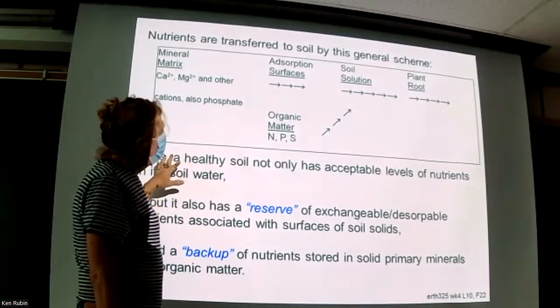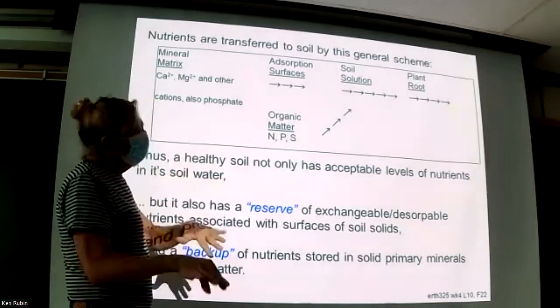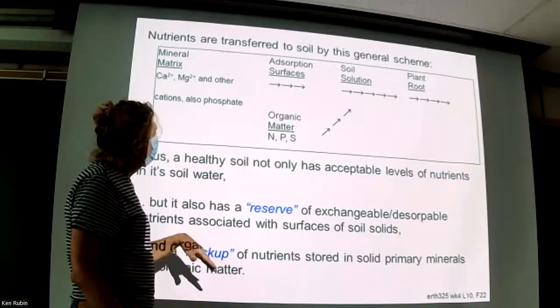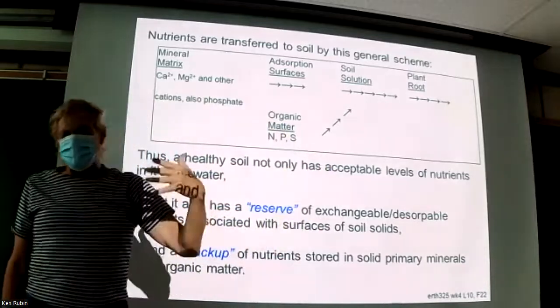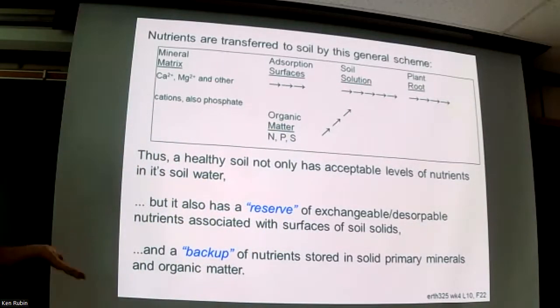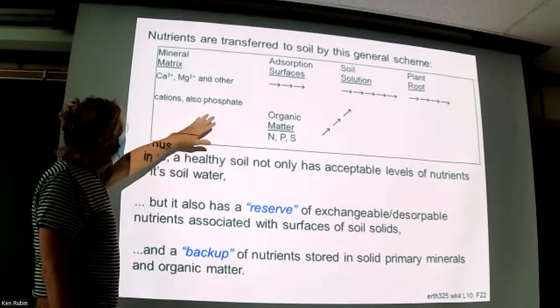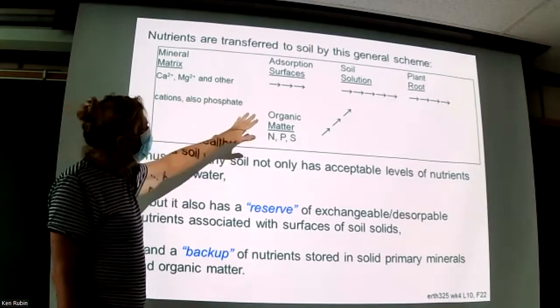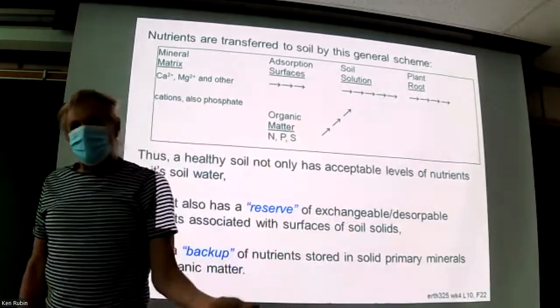And this is something that, whether it's human enhanced or a natural process, limits the amount of biological productivity in a terrestrial ecosystem. It's the rate at which stuff can be transferred from the long-term stores into bioavailable forms.